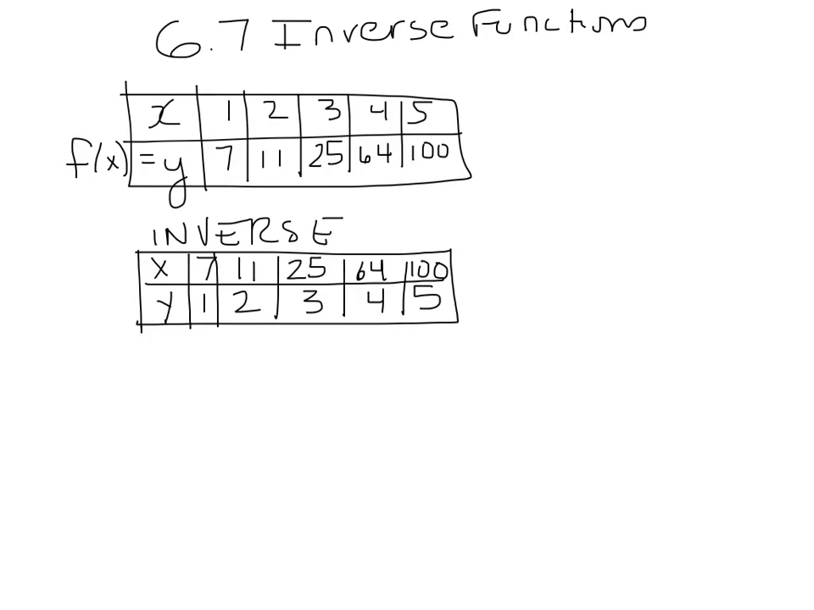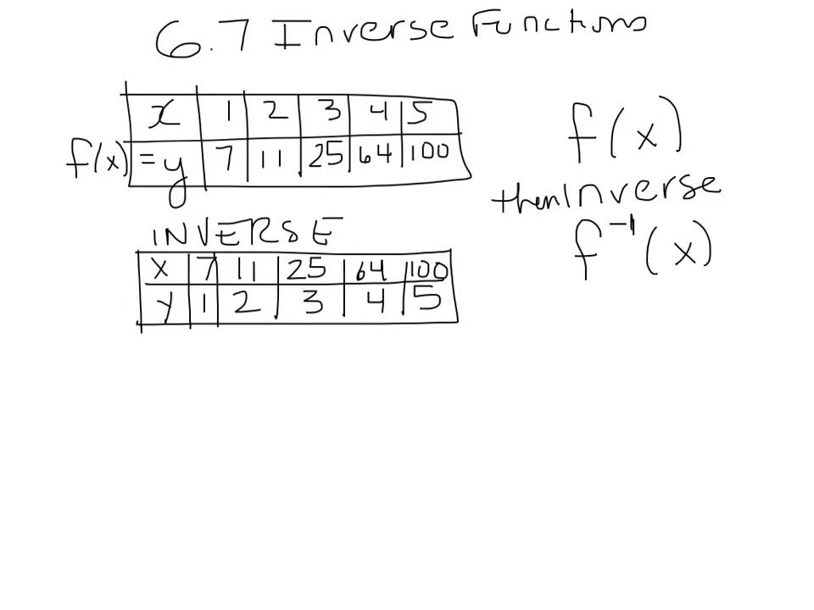Now we have a notation we like to use for inverse. If f of x is your function, then the inverse is denoted as f, and it looks like an exponent, -1 of x, but it's not an exponent. Let's be very clear. F is the name of a function whose input is x, whose independent variable is x. F to the -1 is called f inverse. You don't say f to the -1, you say f inverse is the way you read it.